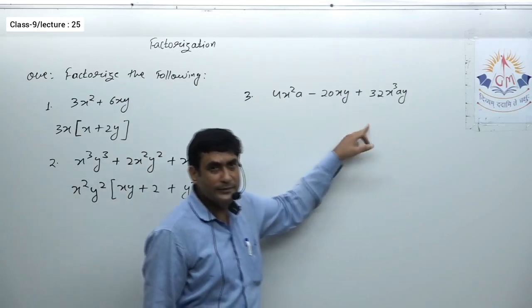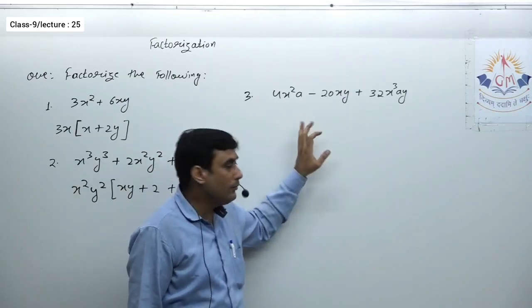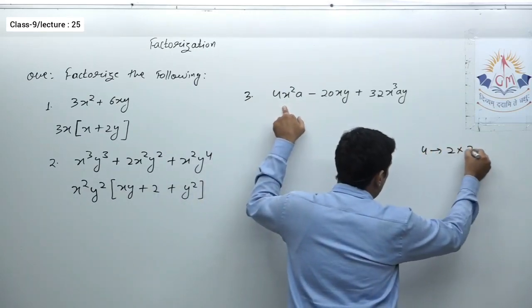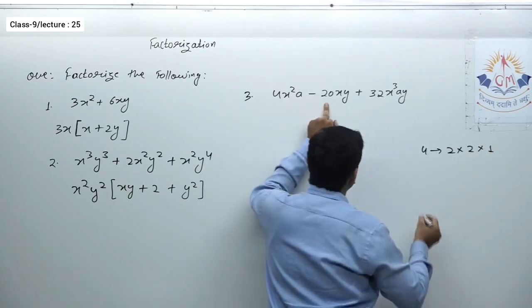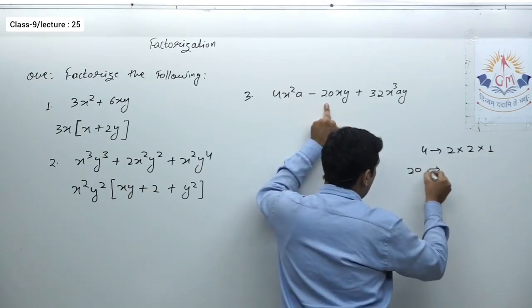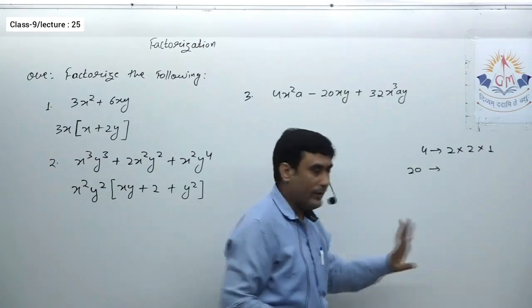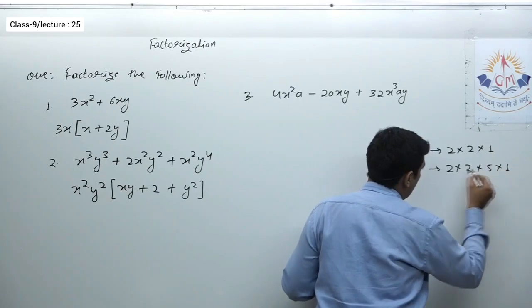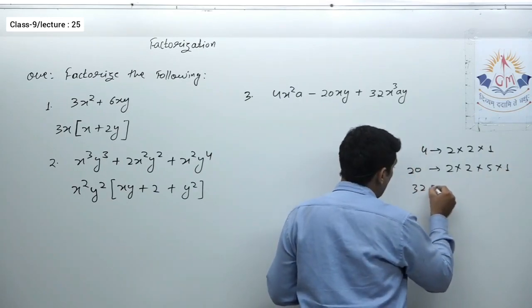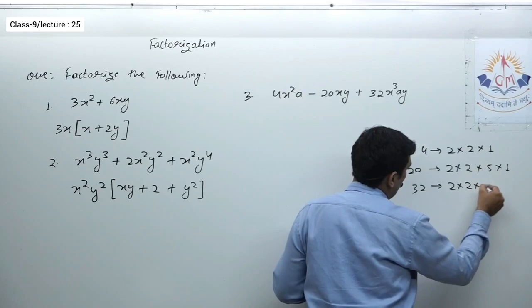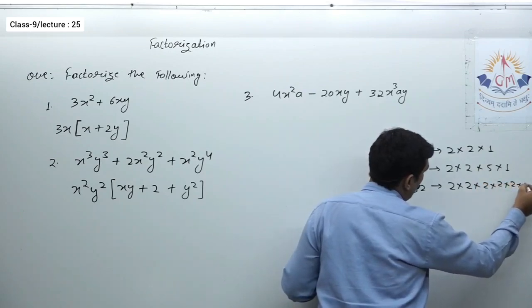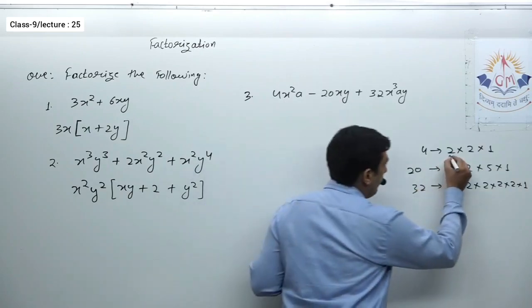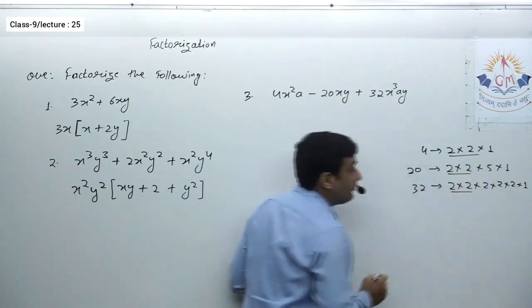So first of all we'll check what we can take from the numeric values. So here it is 4. Okay, so 4 can be written as 2 multiplied by 2 multiplied by 1. 20, I can write as 4 multiplied by 5 directly, but here I am writing 2 multiplied by 2 multiplied by 5 multiplied by 1. Then I have 32, which can be written as 2 multiplied by 2 multiplied by 2 multiplied by 2 multiplied by 2. Now you can see the minimum that is common in all is 2 multiplied by 2, that is 4.